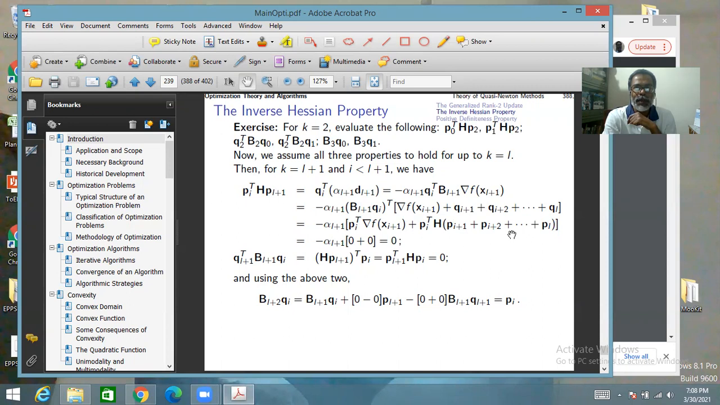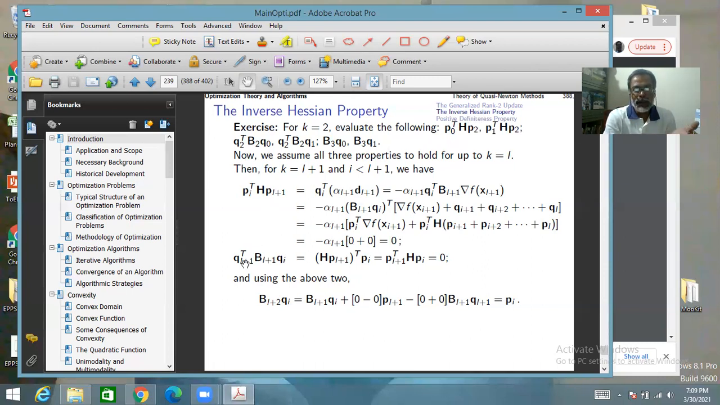So h into corresponding p. Okay, and now this is 0 because a line search along pi has ended at xi plus 1. So the vector pi and the gradient at xi plus 1 are orthogonal. So this is 0. And all of these are 0 because these have been settled up to this point according to the induction hypothesis for k equal to L. Okay, so all of these are 0 and therefore this whole thing is 0, and that settles property 1 for k equal to L plus 1.